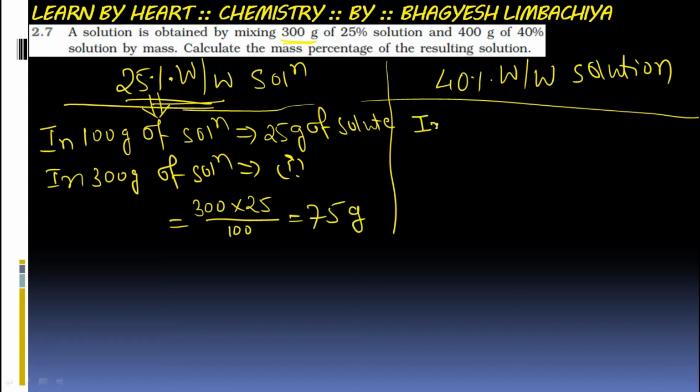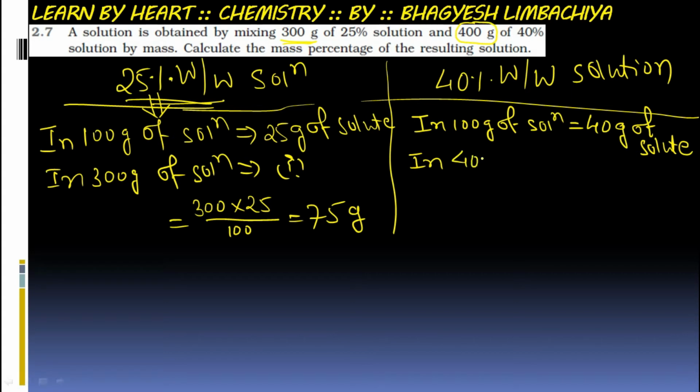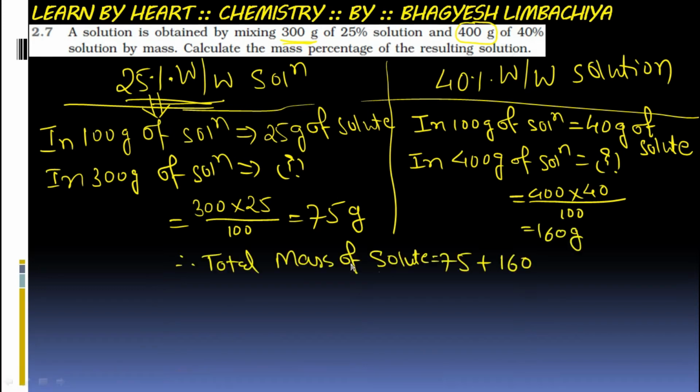Similarly, here we can write in 100 gram of solution, 40 gram of solute is dissolved. So in 400 gram, here you are given that the mass of solution is 400 gram. Solute will be how much? So it will be 400 multiplied by 40 divided by 100. So answer is 160 gram. So here total mass of solute will be 75 gram and 160, and total is 235 gram.